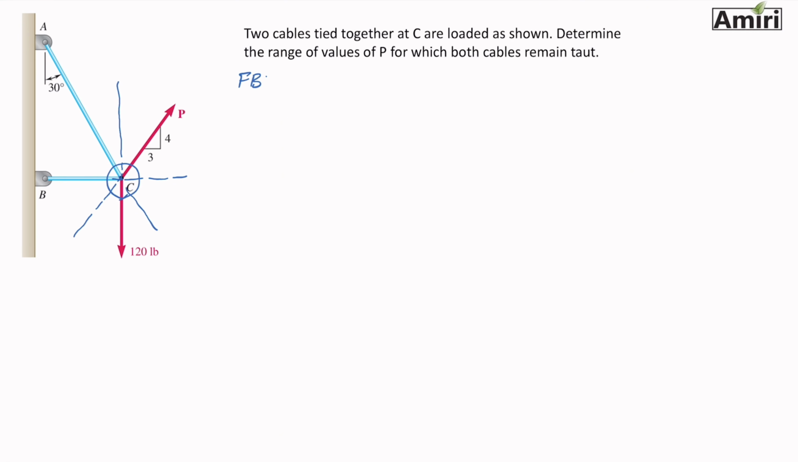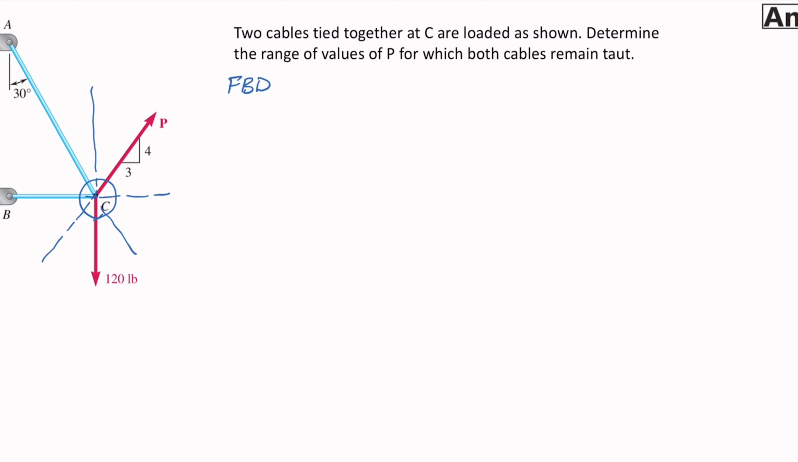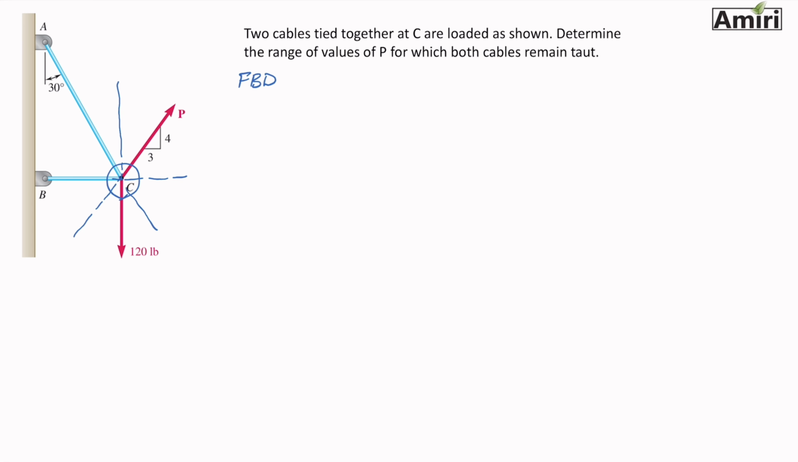First step in an equilibrium problem is free body diagram. Free body diagram, I have repeated it numerous times. 3 steps. Step 1 is isolate. Whatever you're drawing free body diagram of, you isolate. Step 2 is put active forces and moments on there. And step 3 is put reactive forces and moments on there. I have a full lecture on free body diagram. Please go watch it. I'll go through all of these steps.